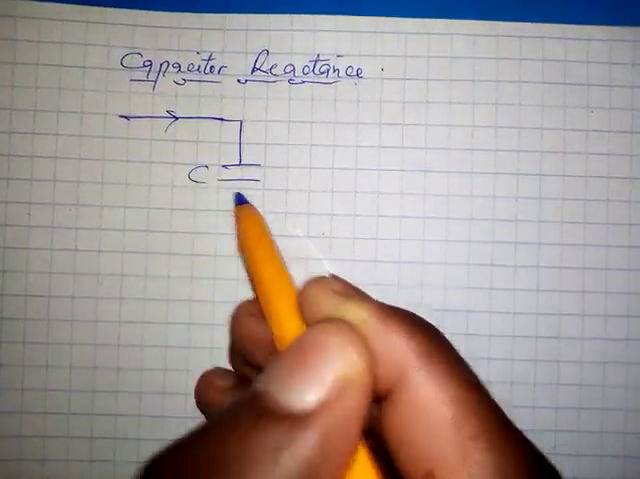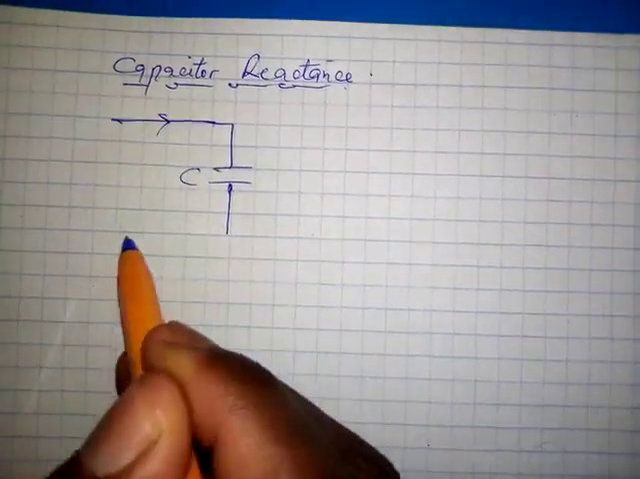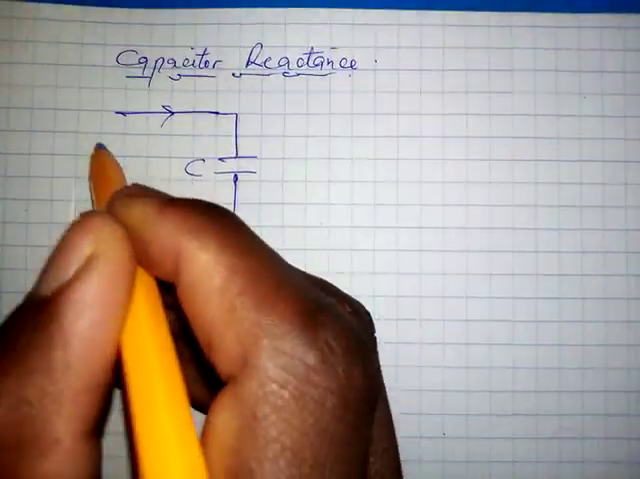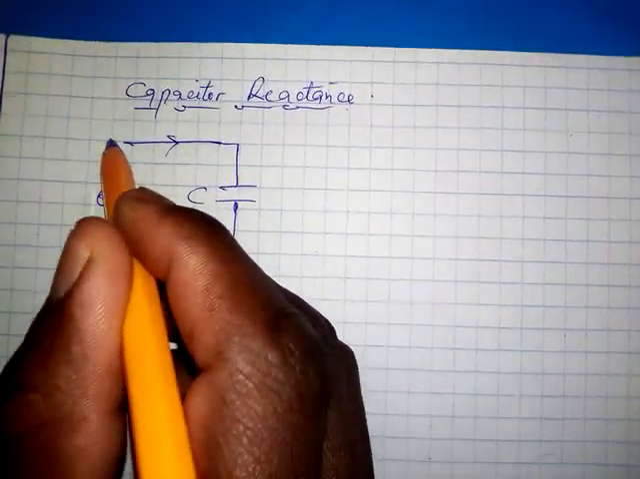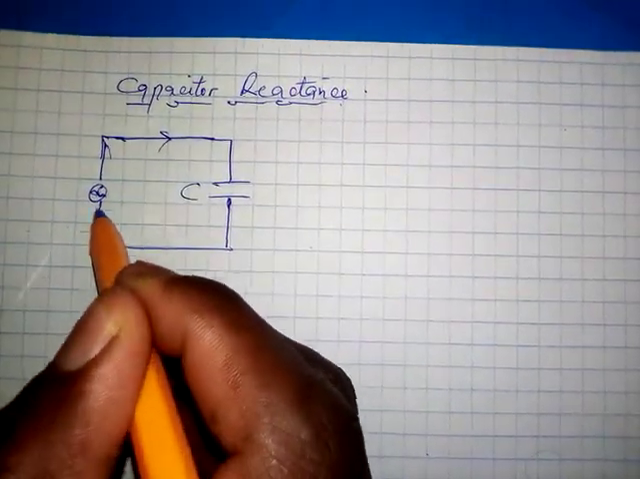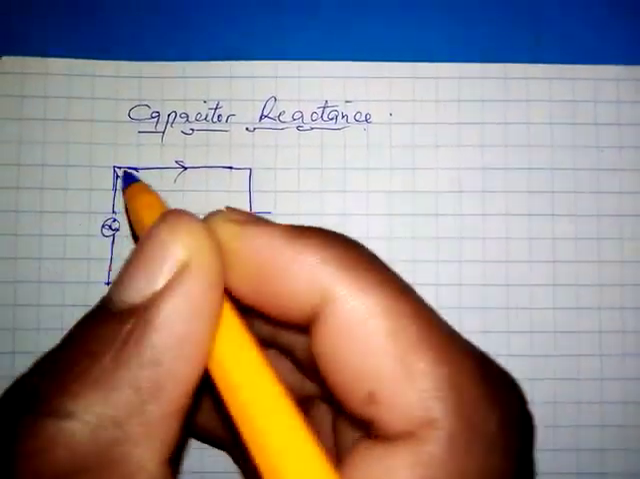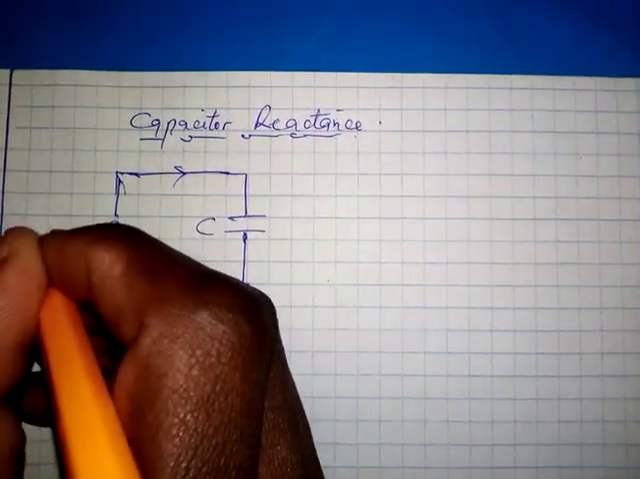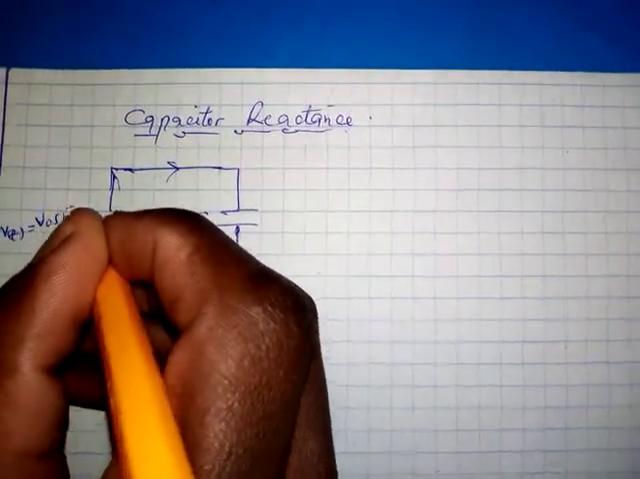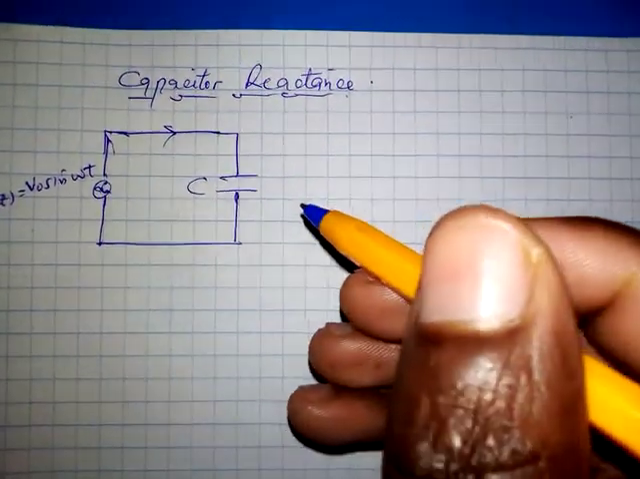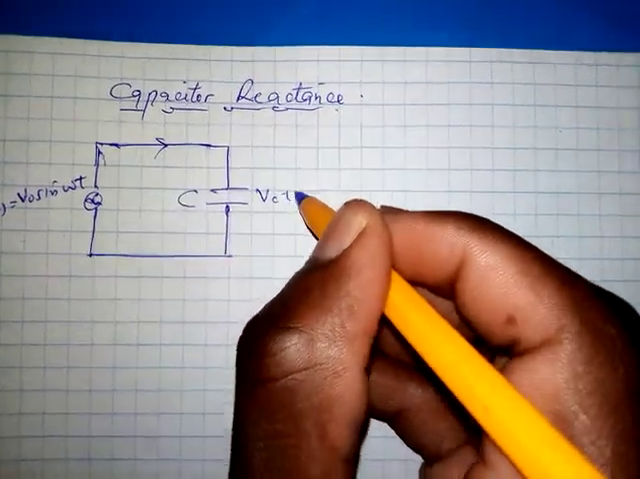This here is the capacitor. This is the source, AC source. Vt equals V naught sine omega t, which is Vc t.